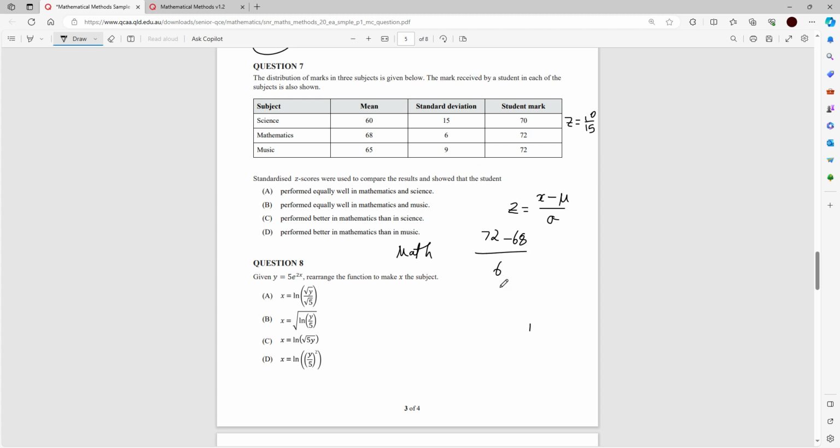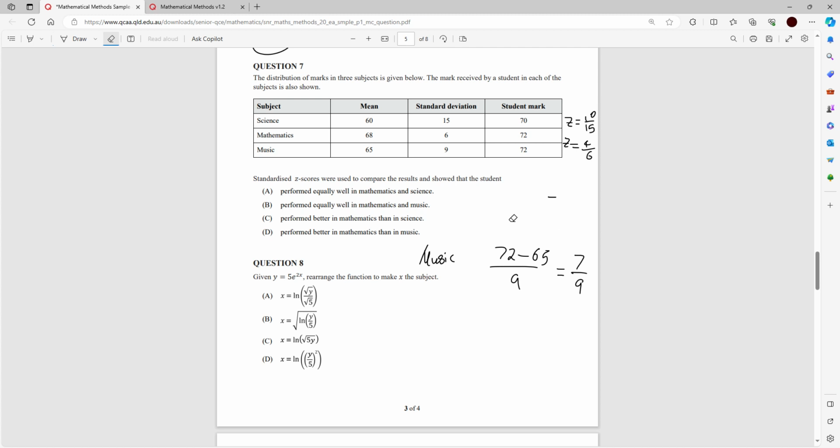Okay, so 72 minus 68 is going to be 4, and then 6. So the Z-score is 4 on 6. Right, and then we're going to do the 1 for music. Rub that out. So music. So our student score is 72. My mean is 65, and my standard deviation is 9. So what I'm going to get on the top is, what's that? 7, and that's 9. Okay, so now we can compare all the Z-scores.